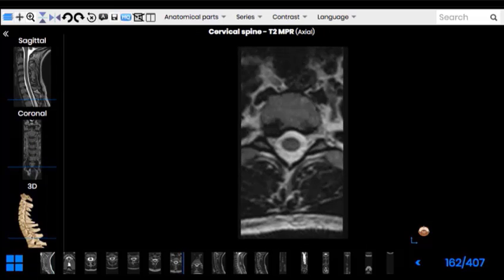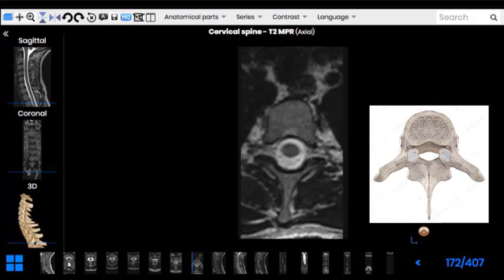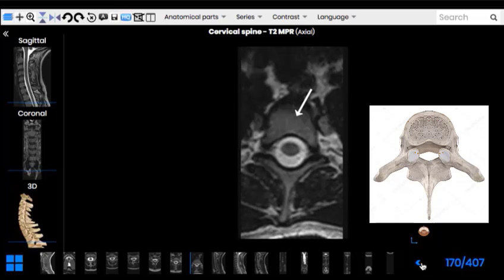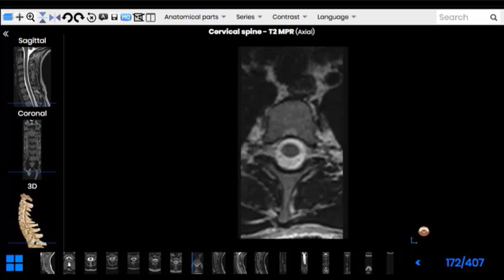The axial image shows us the anatomy of the vertebrae, and again you see the bodies are in front, the vertebral arches are behind, the cerebrospinal fluid inside is bright, so we're dealing with T2 MRI, with the grayish substance in the middle, which is the spinal cord.